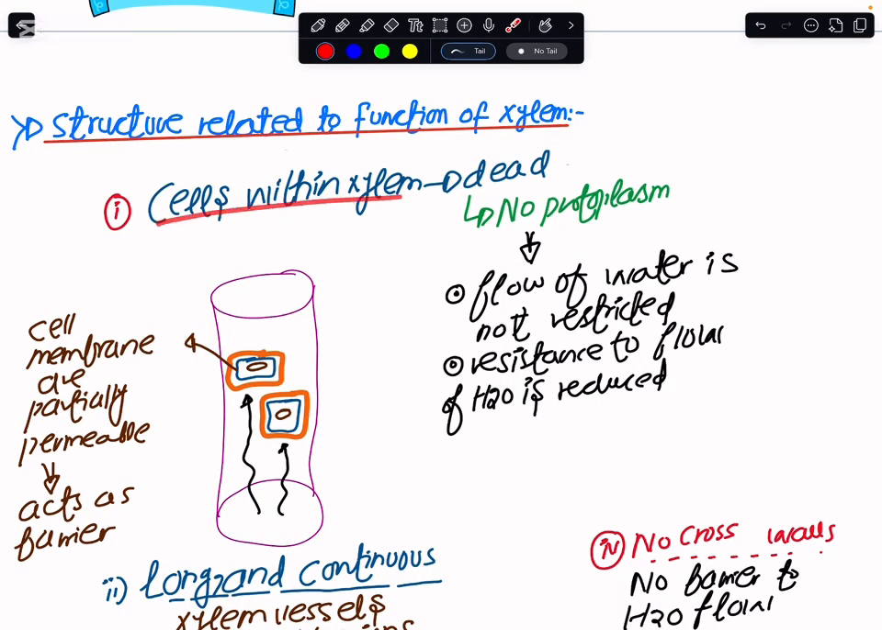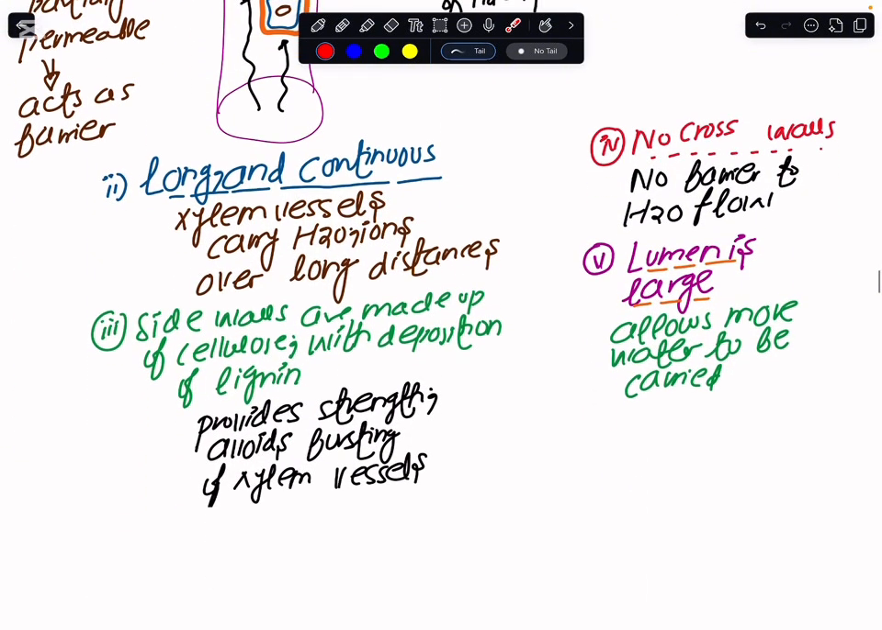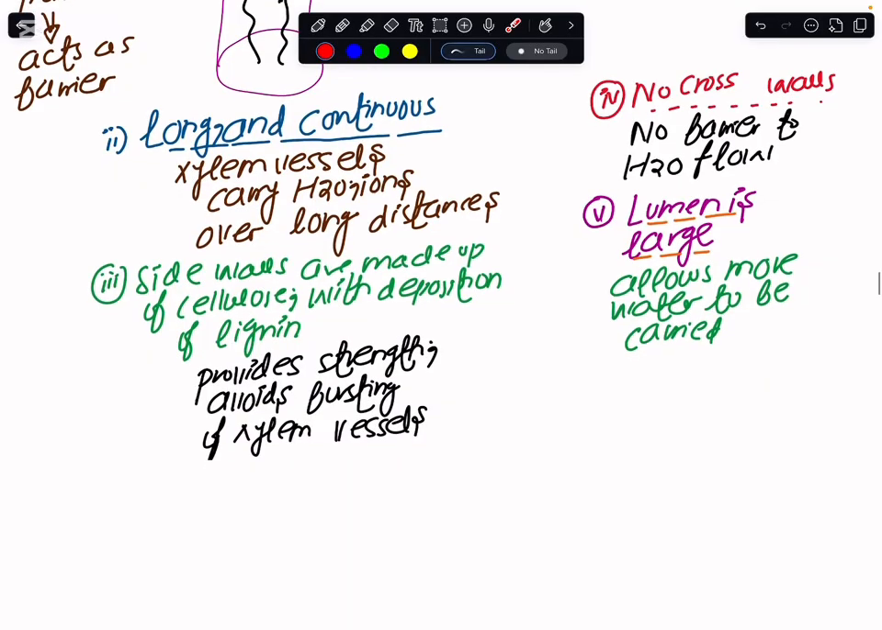So that is why we say that the cells within the xylem are dead. They have no nucleus or cytoplasm or anything like that. And this has an advantage, because the flow of the water is not restricted and there is nothing present in the way of the water that can provide resistance to it. So the water would be moving without much resistance. The other point is that we have to carry the water over long distances, from the root to the stem and then at the top to the leaf. So these xylem vessels are long and continuous, and in this way the xylem vessels carry the water and ions over long distances.